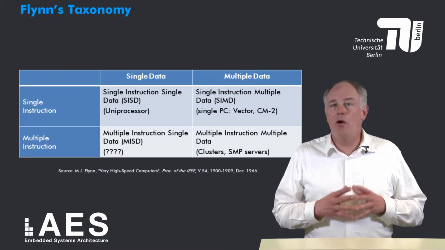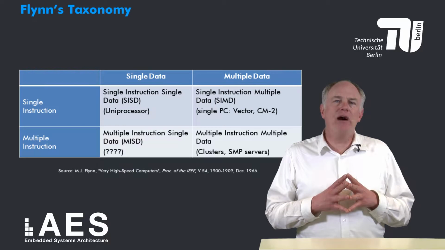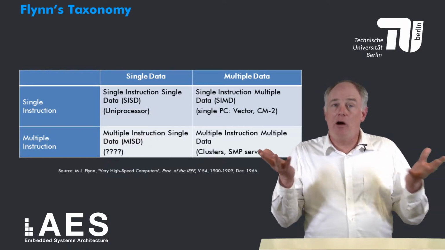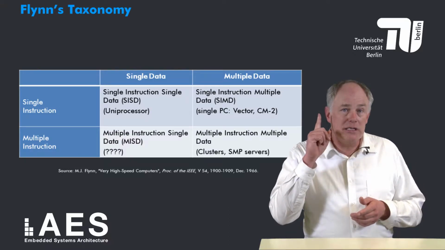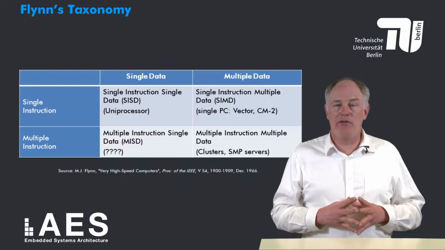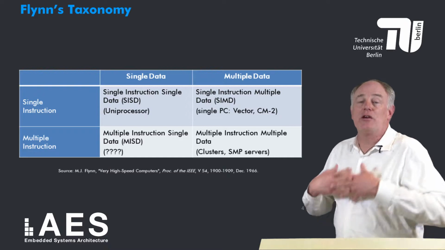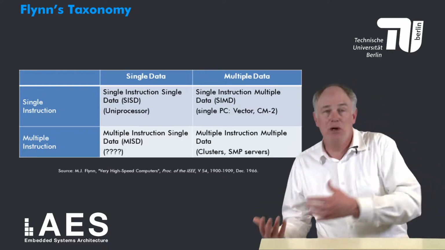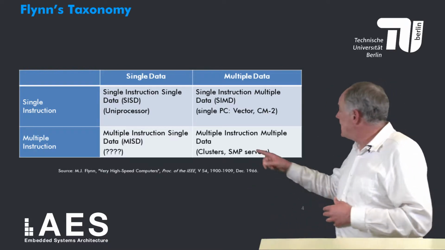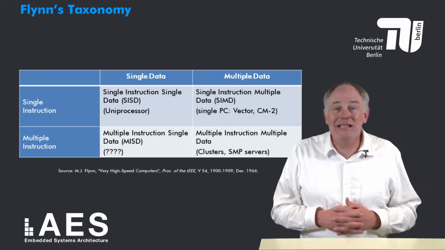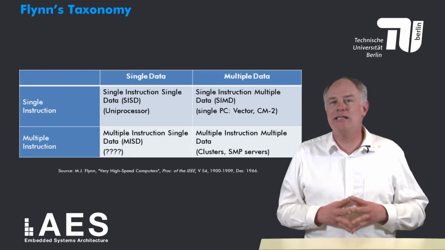Another classification, or taxonomy, is the one due to Michael Flynn. He classified parallel computers by whether there are single or multiple instruction streams and whether there are single or multiple data streams. So every computer can be classified as an element from the Cartesian product of single instruction, multiple instruction, and single data, multiple data. If there is a single instruction and a single data stream, then the processor is classified as SISD.